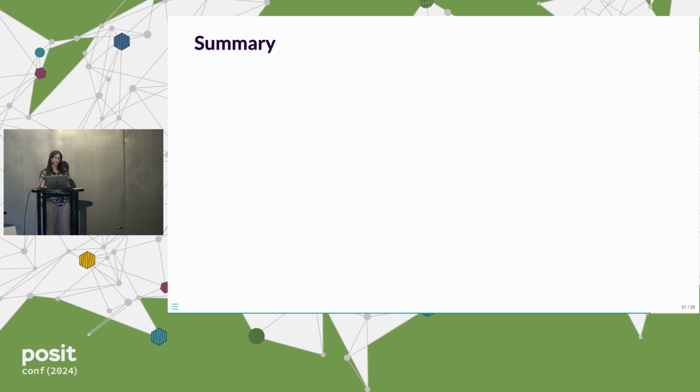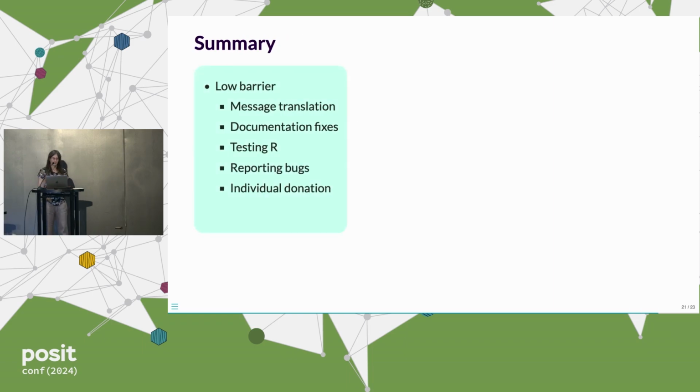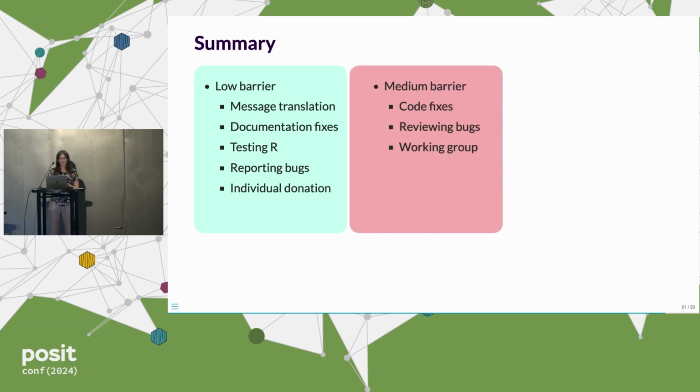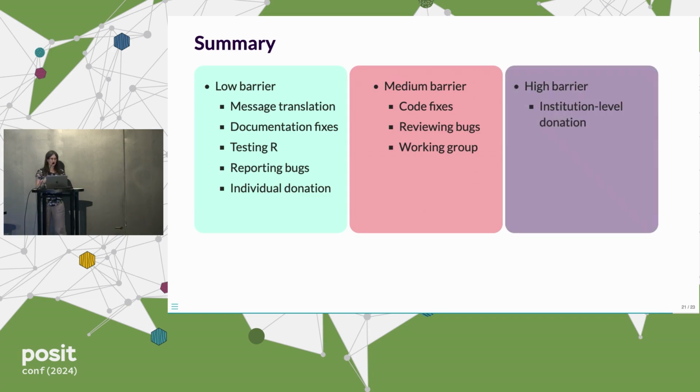So in summary then, there are quite a number of ways that have a low barrier to entry: message translation, documentation fixes, testing R, reporting bugs, making an individual donation. If you have a little bit more time and expertise, then you can get into working on code fixes, reviewing bugs, or contributing to a working group. And probably the highest barrier is making an institution-level donation. But this makes a lot of sense if your institution is relying heavily on R and wants to make sure it's sustainable for the long term.